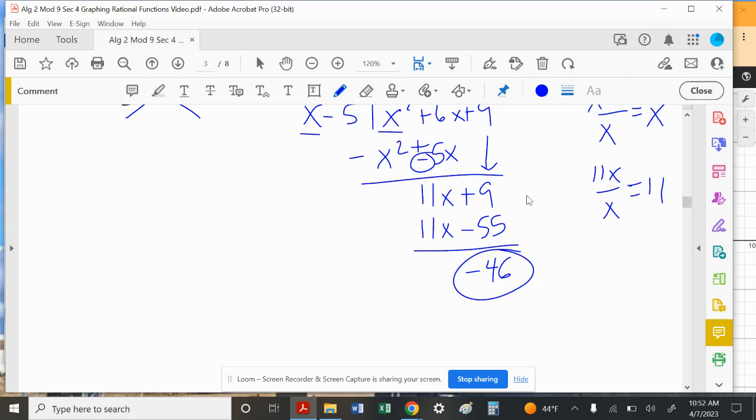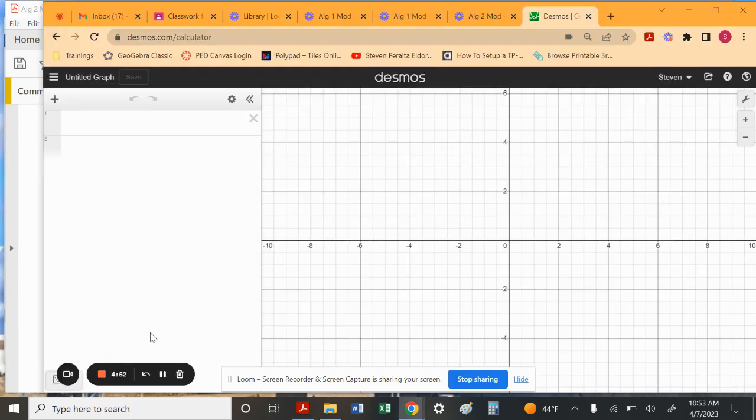Now we're going to look at how to graph these things. I'm going to stop the video for a minute so I can type all this into Desmos ahead of time, and that way you don't have to watch me do that. So I'm just going to pause it.